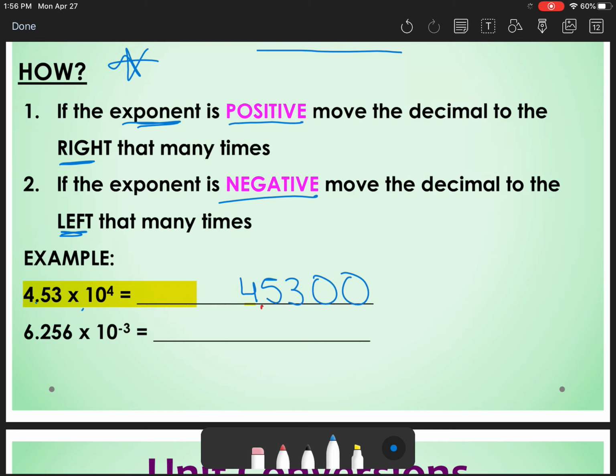Okay, next one, take a look here. My exponent is negative, which means I'm going to be having to move my decimal to the left 3 times. So that looks like this. So again, my original decimal was right here, and I had to move it to the left 3 times, and I had to fill in my empty spots with zeros.